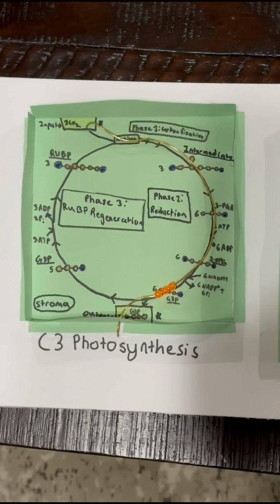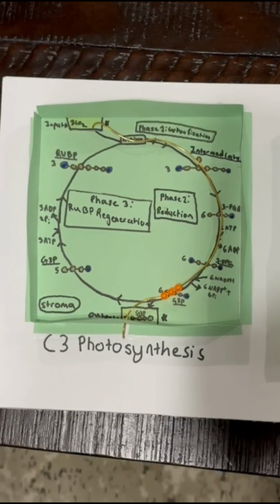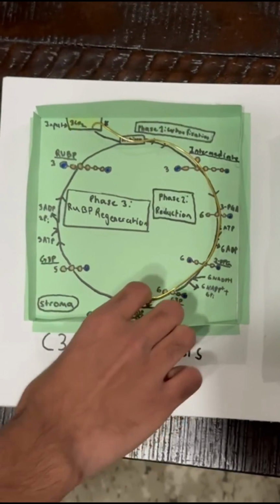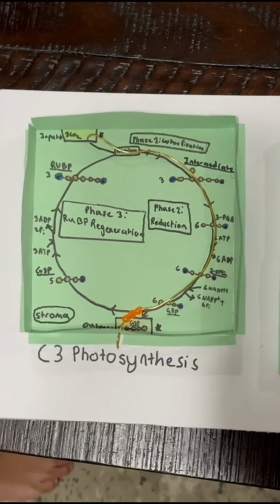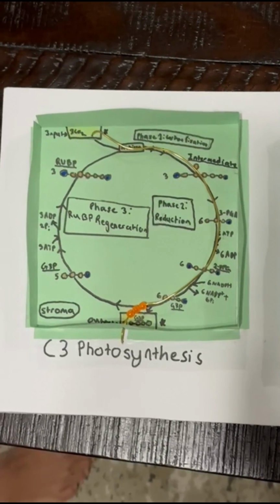Then one of the G3P is given off as the result of photosynthesis, and the other 5 G3P are used to regenerate RuBP. And this is done using ATP, which is used to regenerate RuBP.